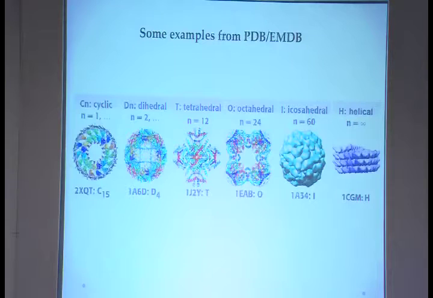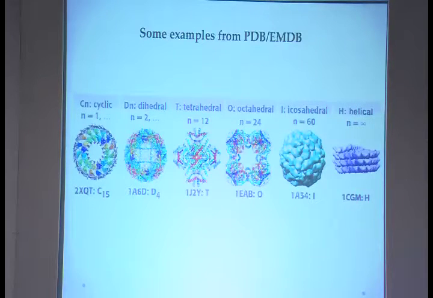So, just to summarize, some examples of different point groups from PDB and EMDB. So you have CNs, DNs, tetrahedral, octahedral, icosahedral, and then the extension. So you have N is infinity, so helical structures.